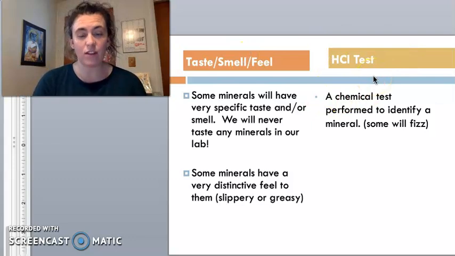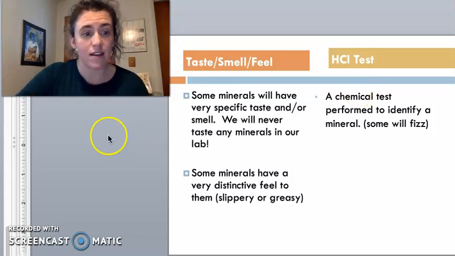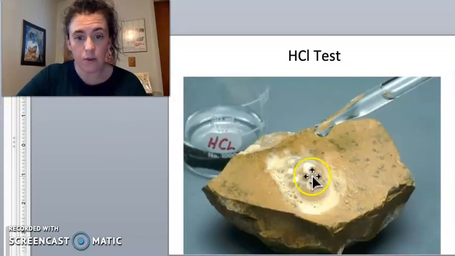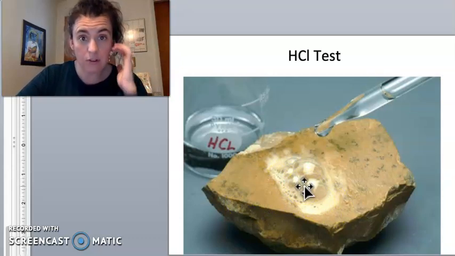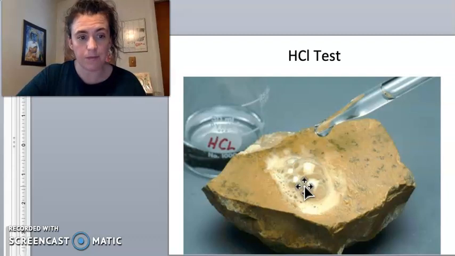The last test we'll talk about is the HCl test. Some minerals will react to an acid. There's a chemical reaction. If you add an acid to it, it will actually start to bubble up. That's shown here: we've got the mineral, you add a little HCl to it, and it reacts to the acid. So that's a really good indicator for some minerals to help you identify them.